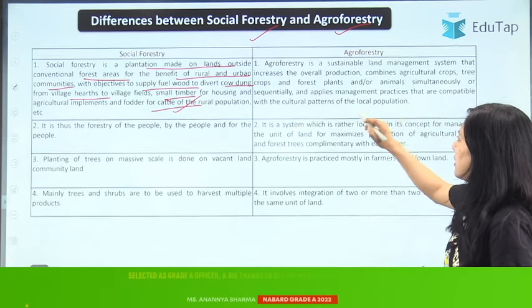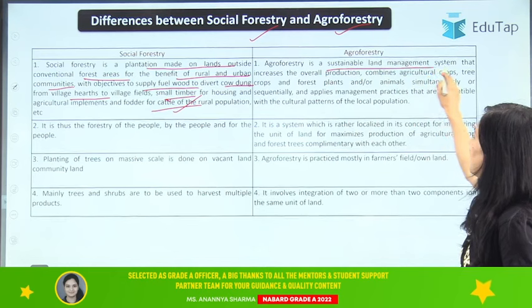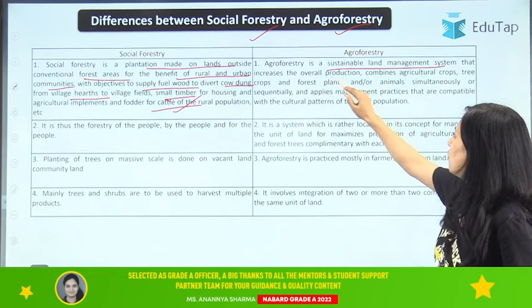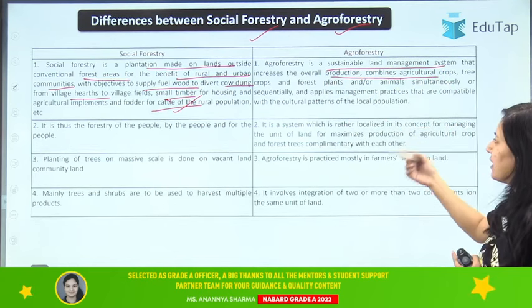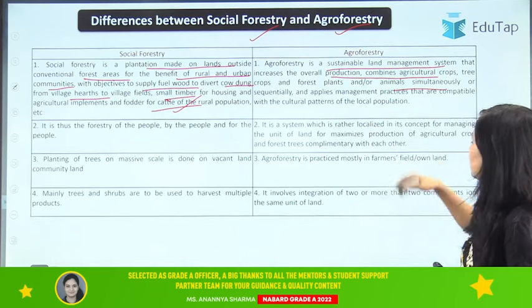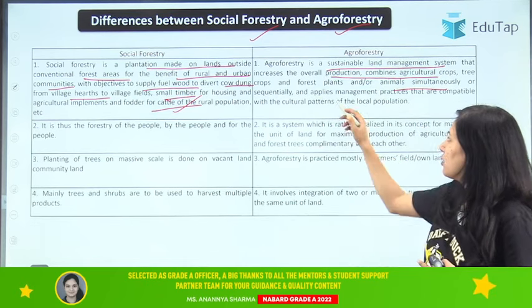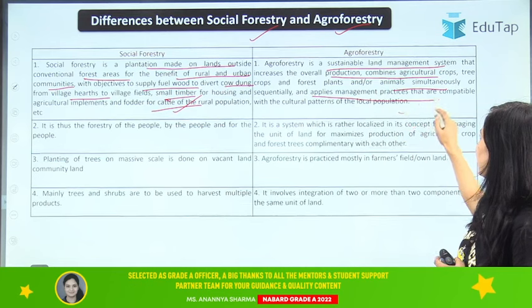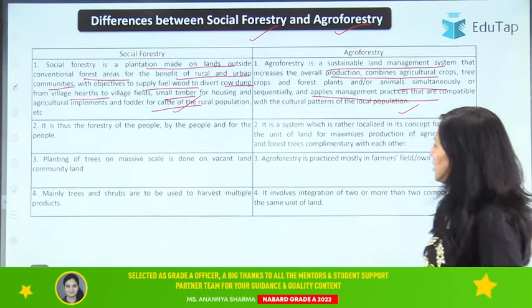Moving on to agroforestry. Agroforestry is a sustainable land management system that increases overall production, combining agricultural crops and animals, trees, forest crops, animal crops, simultaneously, and applies management practices that are compatible with the cultural pattern of the local population.